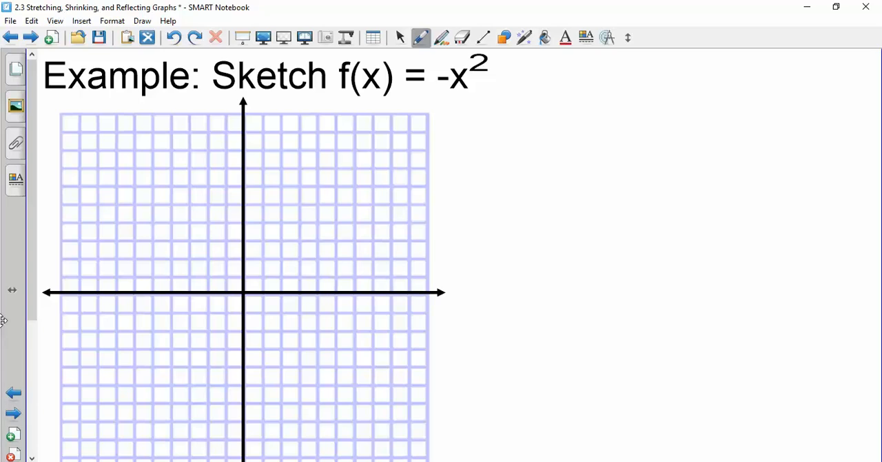What's my parent function? Line. X, decreasing. x squared. Oh, right, parabola. Plug points if you're not sure. 0 squared is 0, 1 squared is 1, 2 squared is 4, negative 1 squared is 1, negative 2 squared is 4.